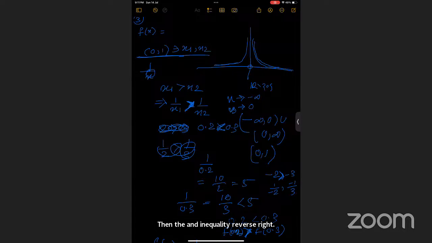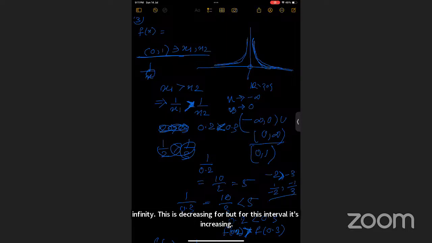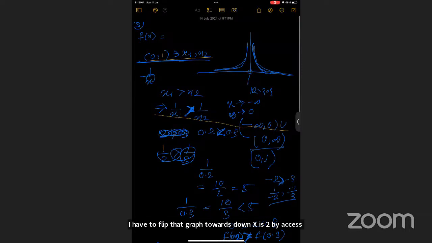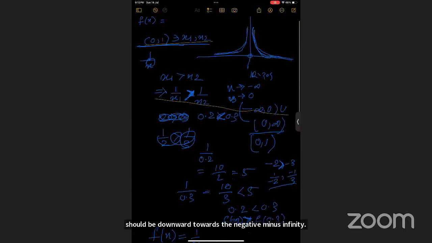Correct, ma'am. So for the interval 0 to infinity, this is decreasing, but for the other interval, it's increasing. No, ma'am, the graph itself is wrong. You have to flip the graph. The graph is not correct for minus 1 by x. You have to flip that graph downward, towards the third quarter, the negative minus infinity side.